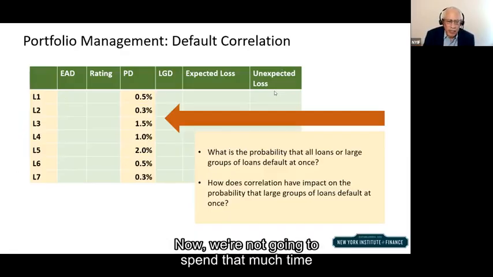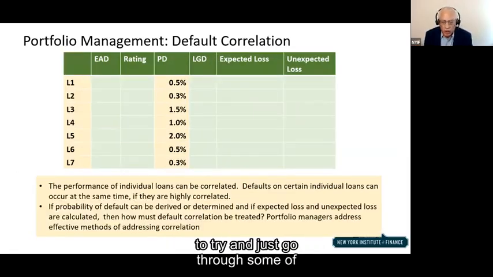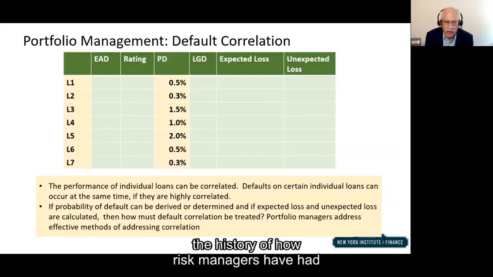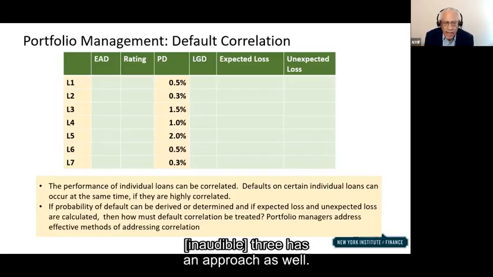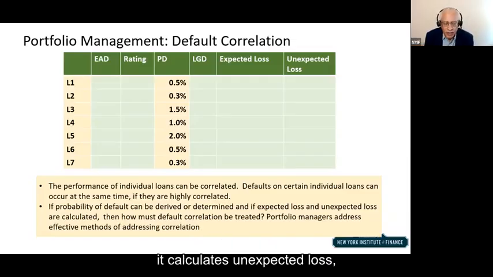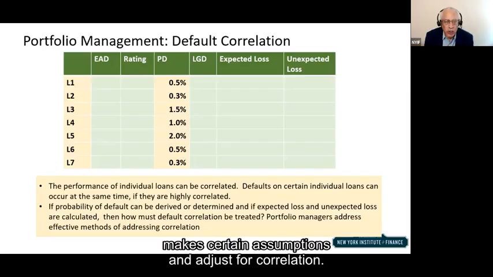Now, we're not going to spend that much time in this particular course going through the history of how risk managers have tried to quantify and address it. There is Basel III, as it relates to bank regulation. Basel III has an approach as well. As I mentioned, to calculate the capital requirement for a loan portfolio, it calculates unexpected loss, and then it adjusts that for correlation. It makes certain assumptions and adjusts for correlation.